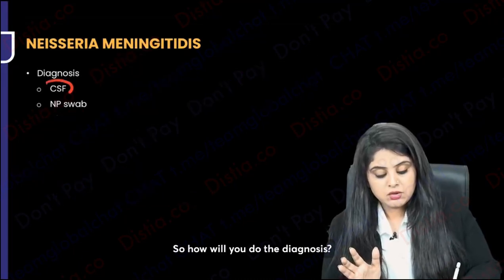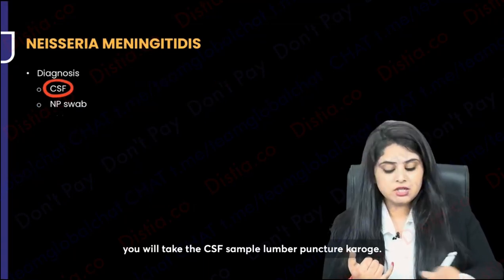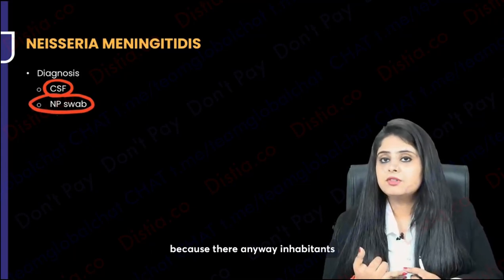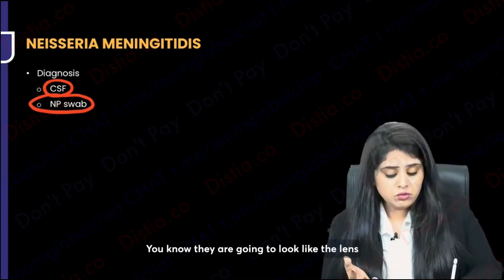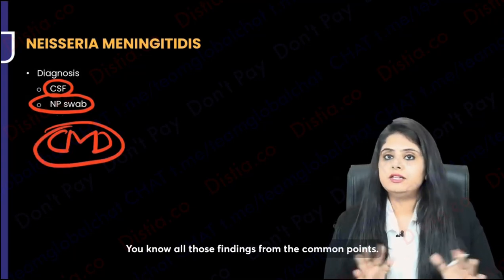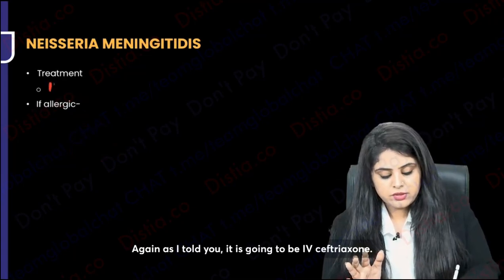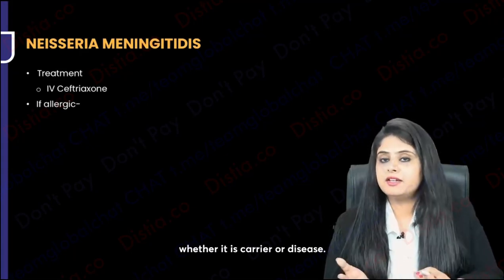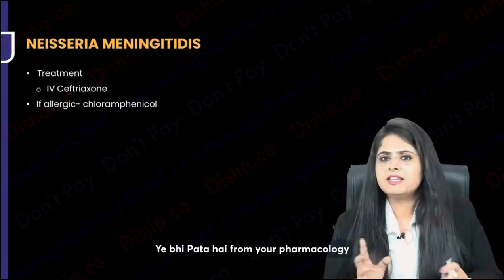So how will you do the diagnosis? Of course, if you have a case of meningitis, you will take the CSF sample, lumbar puncture karoge. You can even get a nasopharyngeal swab because they are anyway inhabitants of the nasopharynx that you have. And I'm not telling you the other findings. You know they are going to look like the lens and they're going to have a capsule. You know all those findings from the common points. Okay. Now coming to the treatment. Again, as I told you, it is going to be IV ceftriaxone. There is no doubt about it whether it is carrier or disease. But if someone is allergic, what do you give? Chloramphenicol. Ye bhi pata hai from your pharmacology.